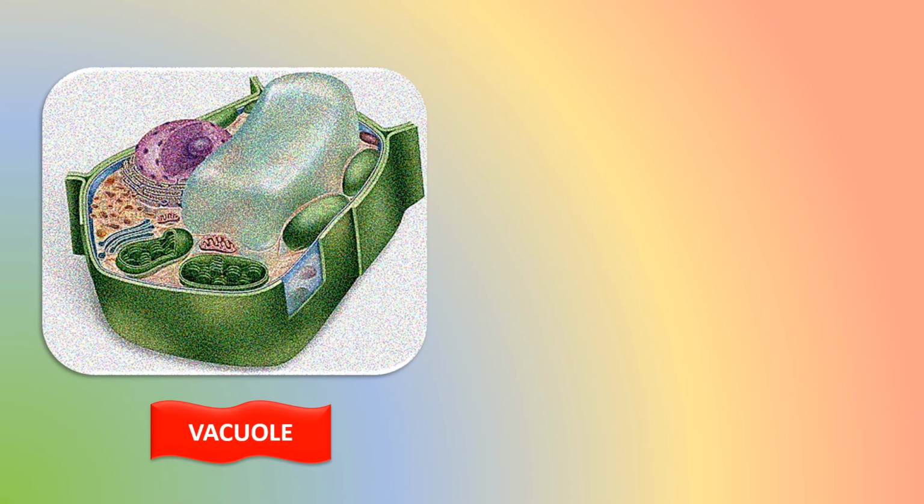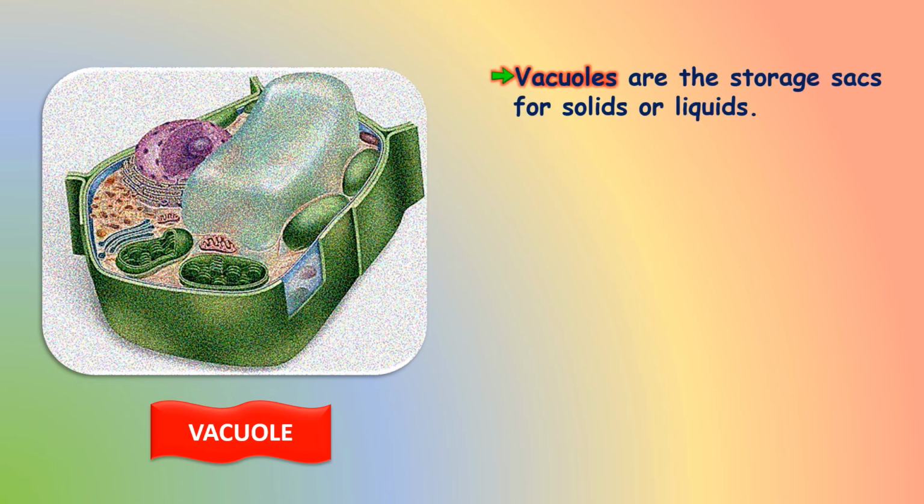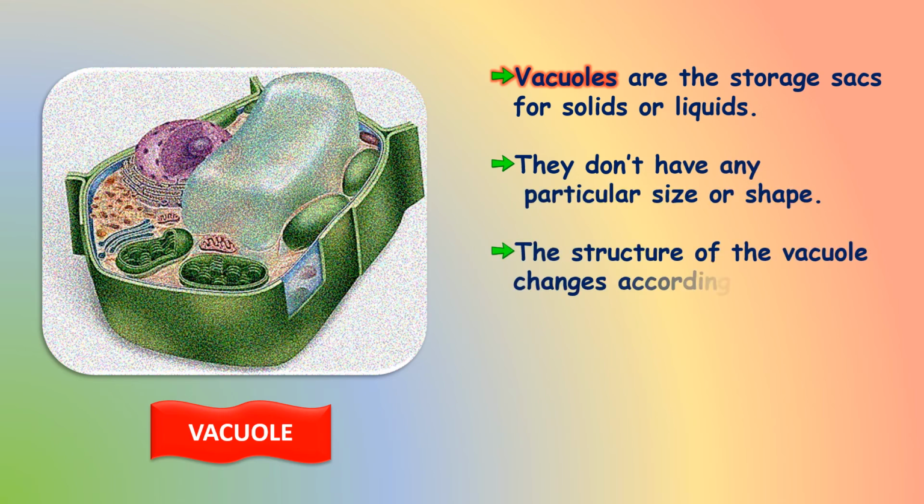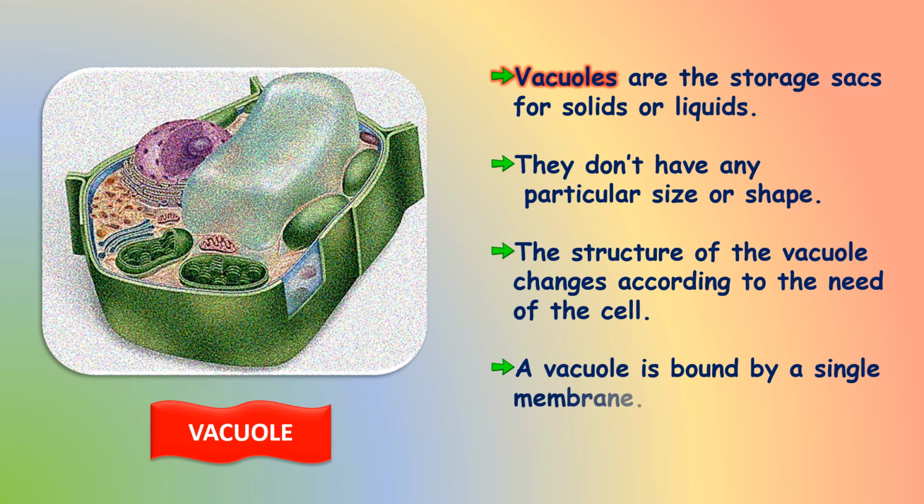We have another cell organelle, this huge structure in the middle called a vacuole. Now, vacuoles are the storage sacs for solids or liquids in the cell. They don't have any particular size or shape. The structure of the vacuole changes according to the need of the cell. So if the cell needs to store more, the vacuole becomes a little bigger. If it doesn't need to store anything, then the vacuole shrinks. A vacuole is bound by a single membrane.